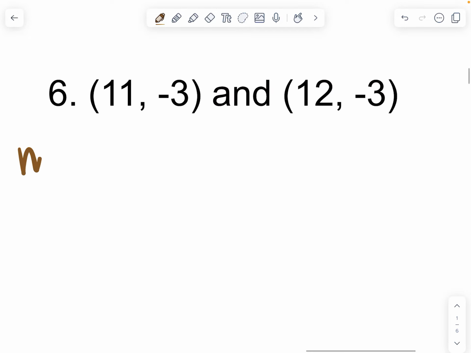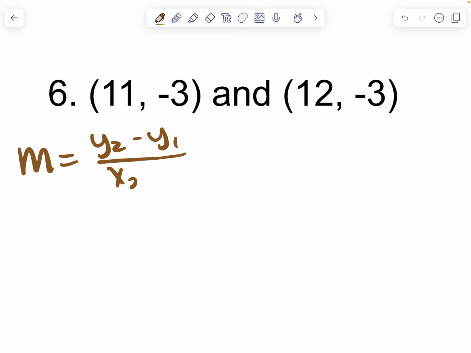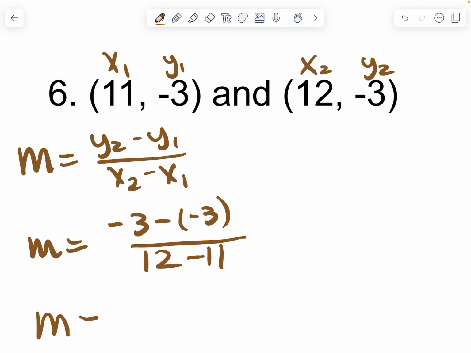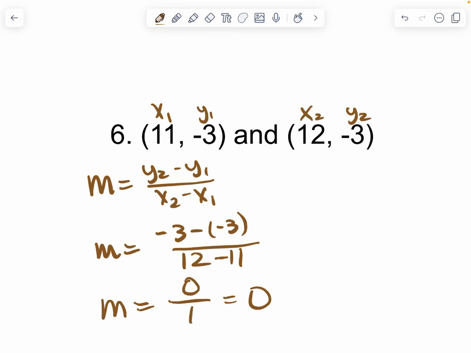Here, again, y2 minus y1, x2 minus x1, x1, y1, x2, y2. So, negative 3 minus a negative 3 over 12 minus 11 gets me 0 over 1, which is 0.